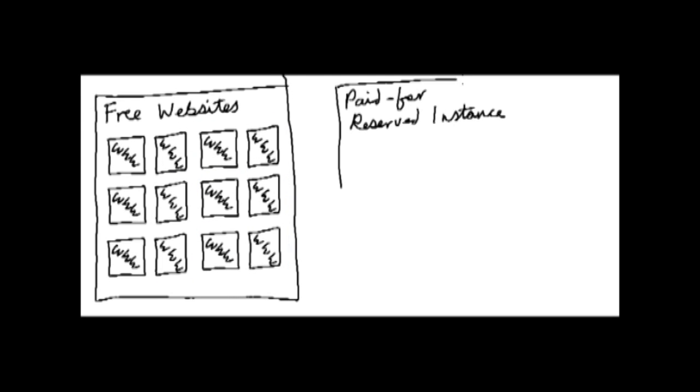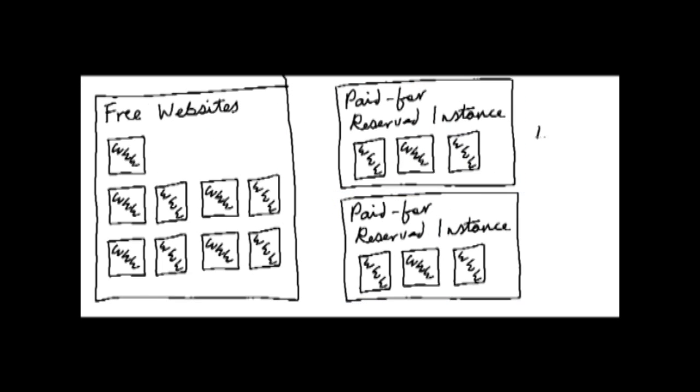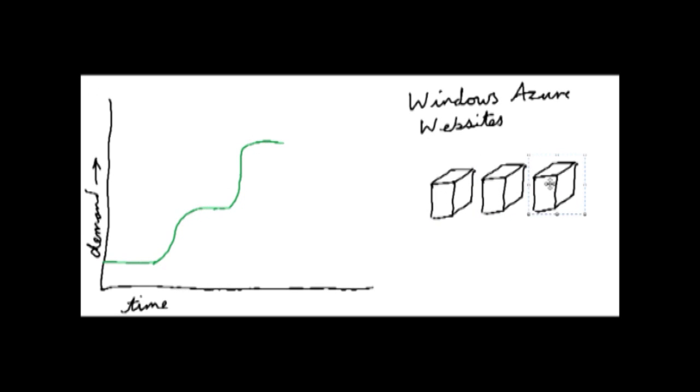Then, as your site becomes more successful, you can move to charged-for reserved instances, which gives you your own isolated compute resources to run on. As your site grows even more, you can scale it out and back in sync with the demand, resulting in more or less servers, depending on how busy your site is. Again, you only pay for what you use.